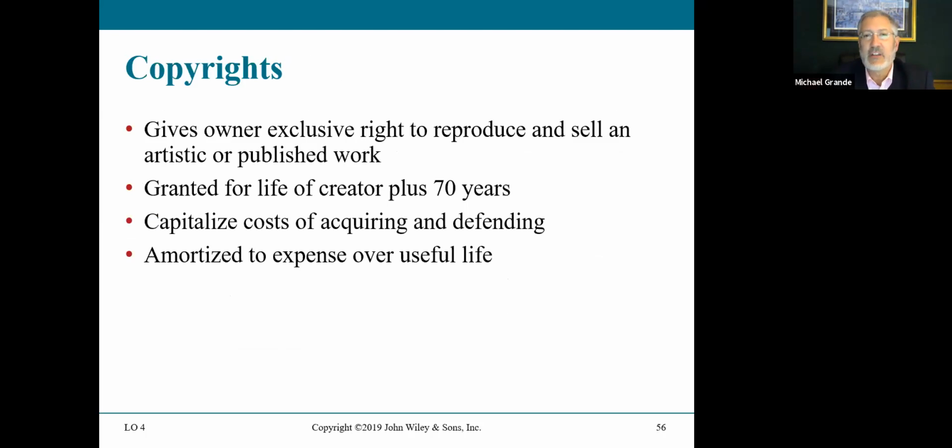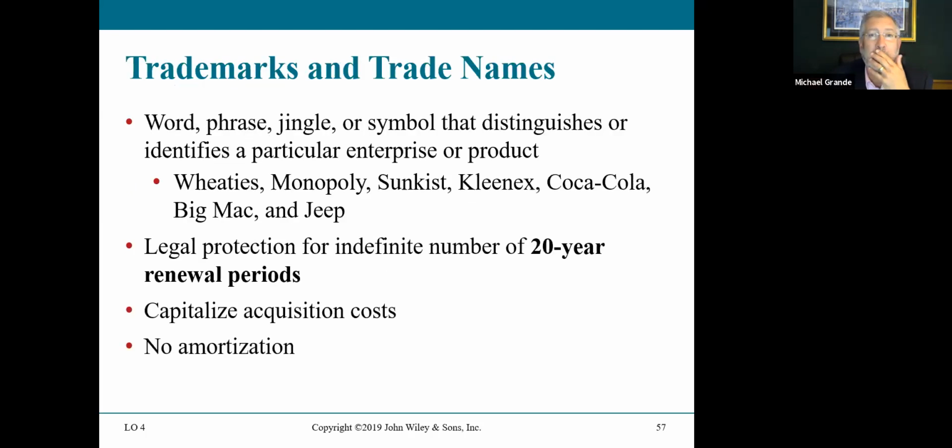Copyrights give the owner exclusive right to reproduce and sell an artistic or published work, granted for the life of the creator plus 70 years. Capitalize costs of acquiring and defending, amortized to expense over the useful life. What's the useful life? Life of the creator plus 70 years.